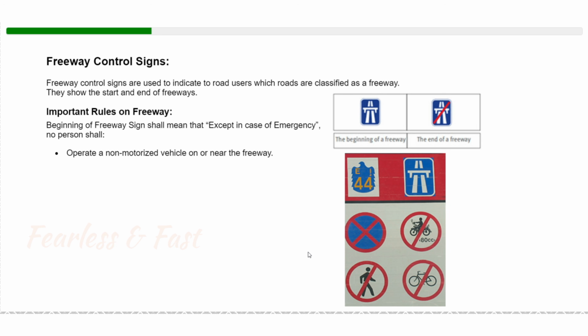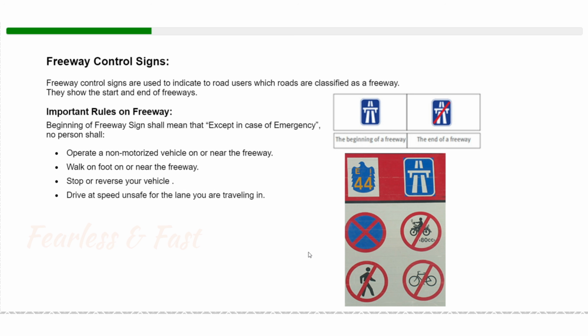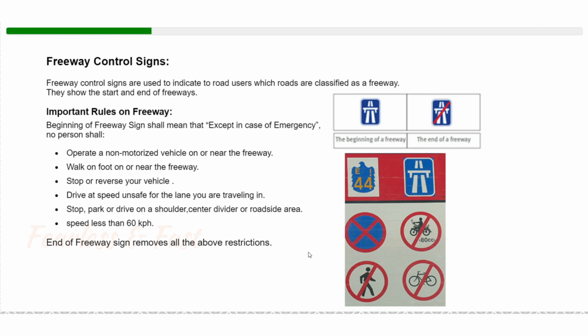a non-motorized vehicle on or near a freeway. Walk on foot on or near the freeway. Stop or reverse your vehicle. Drive at a speed unsafe for the lane you are traveling in. Stop, park or drive on a shoulder, central divider, or roadside area. Speed less than 60 km per hour. End of freeway sign removes all the above restrictions.